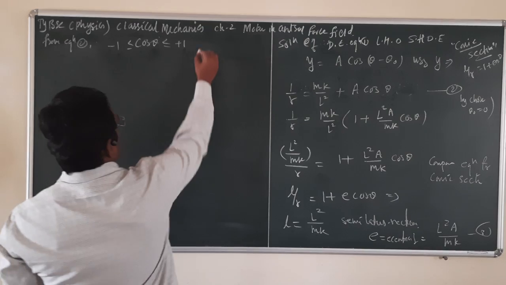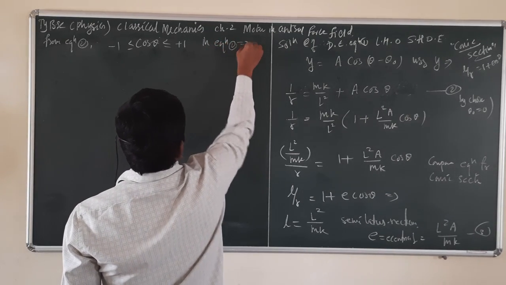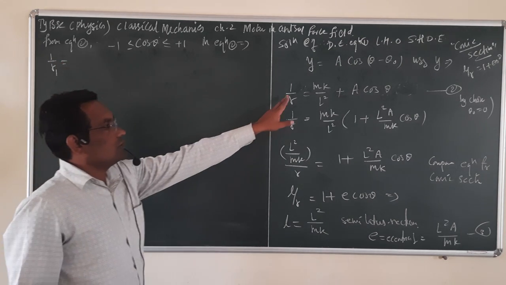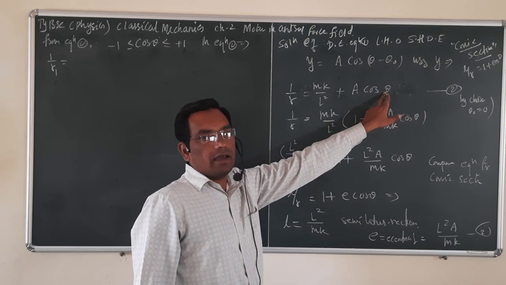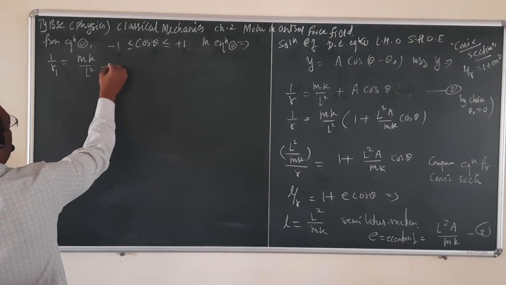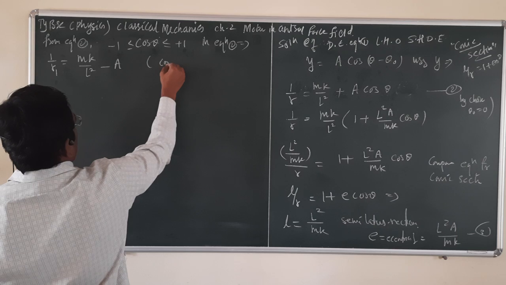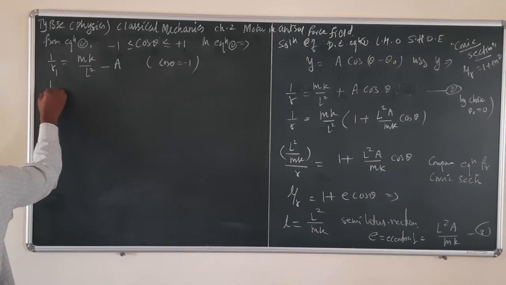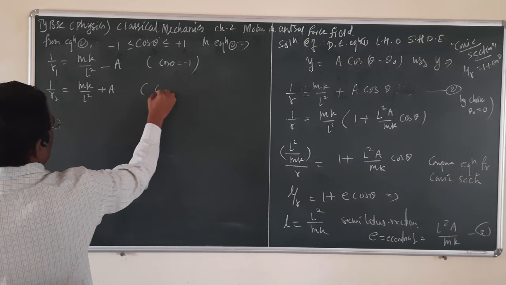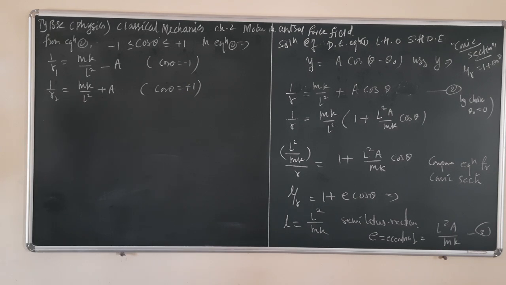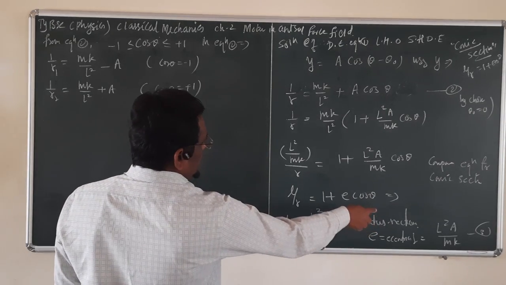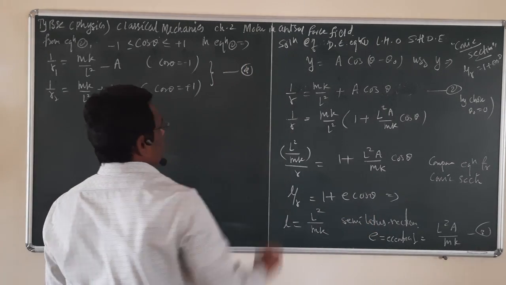In equation 2, we will get two roots. The first one is 1 upon r1, for which we choose cos theta as minus 1. So the first root is MK upon L square minus A. Another root, 1 upon r2, is MK divided by L square plus A, where we choose the value of cos theta as plus 1. This is equation 3, call this equation number 4.